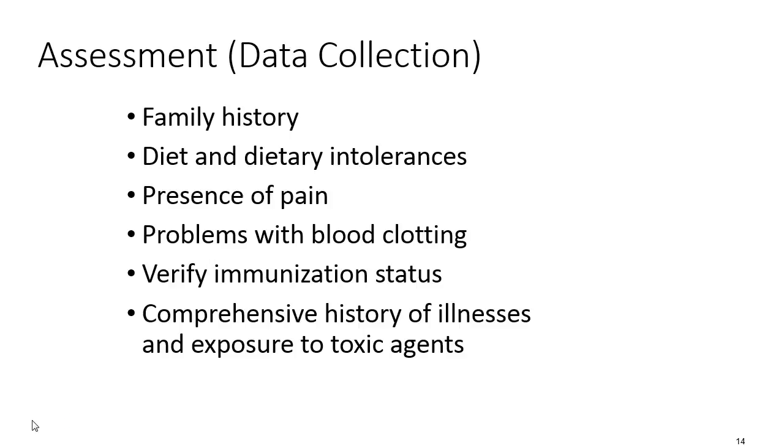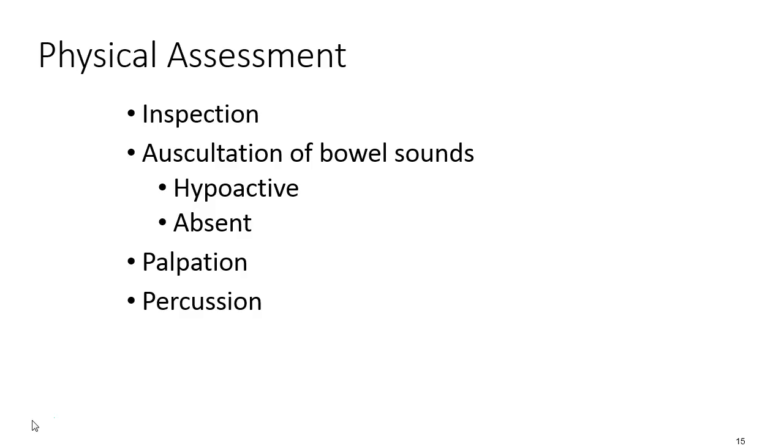Do they have any issues with bleeding? We would verify their immunization status to see if they've had immunizations to hepatitis A and hepatitis B. And then, of course, we do a comprehensive history of the illnesses and if they have any exposure to toxic agents. Then when we do our physical assessment, of course, first we would inspect.